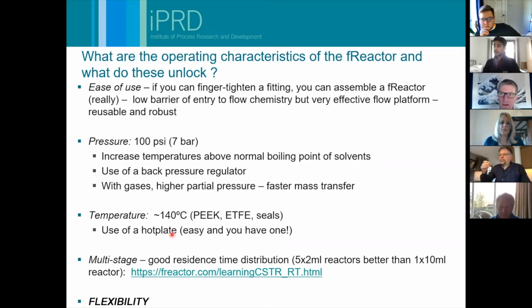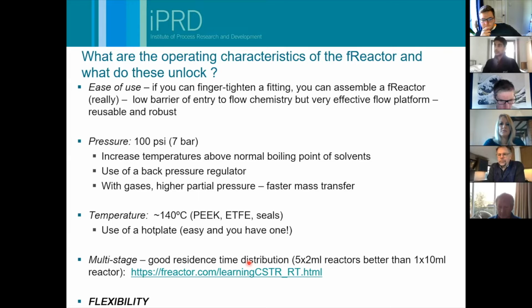So there's also been quite a lot of chemical engineering thought that goes into this. You can see straight away we've got roughly 5 and roughly 2 milliliters per reactor, so about 10 milliliters of volume. Doing this in 5 2-milliliter packets is better than doing it in 1 10-milliliter packet, because of the residence time distribution.